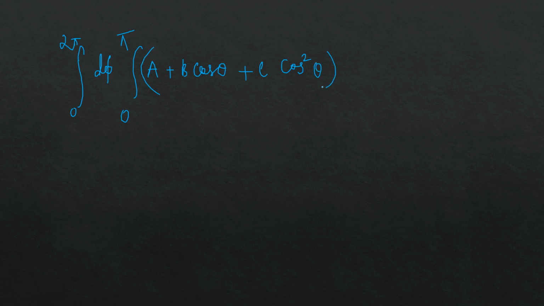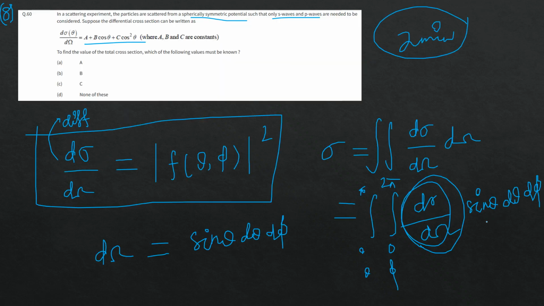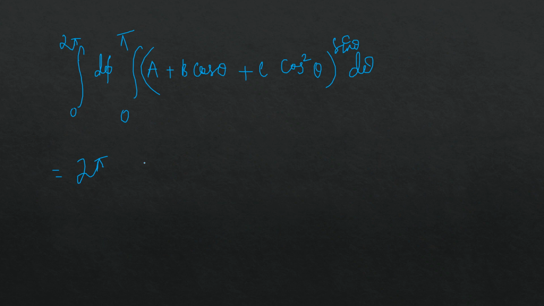So integration of 0 to 2π dφ, you can just take it out. Then 0 to π, put the value of dσ/dΩ, that is a plus b cos theta plus c cos square theta, dθ, because dφ we have taken there. So this becomes 2π, wasn't it? Sorry, my bad, I have left a sine theta here. Sine theta was there.